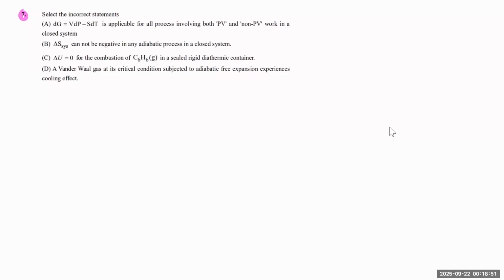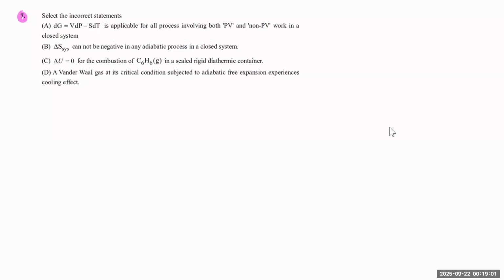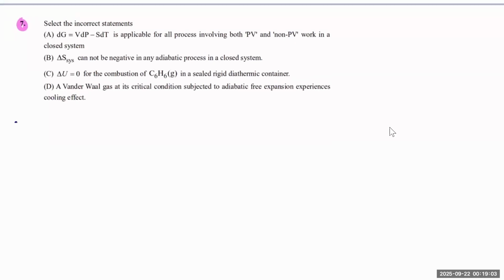See, first one. dG is equal to VdP minus SdT is applicable for all the processes involving PV and non-PV work in a closed system. Okay. In case you remember, we discussed this as dG is equal to VdP minus SdT plus dW non-expansive work. Correct?